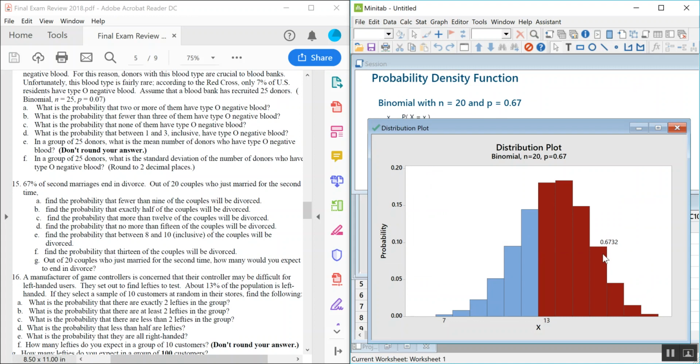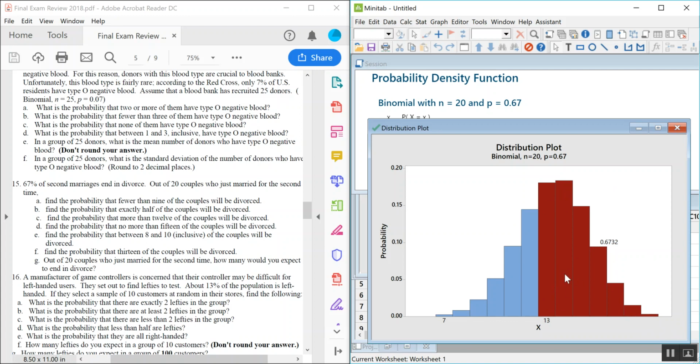There we go. And that would be our value right there, 0.6732. Which seems pretty reasonable since 13 is pretty much at the center of the distribution. It makes sense that if you go to the left of the very center, you get almost half, if it were perfectly symmetric. This one does not look perfectly symmetric. It's got a slight skew to it.